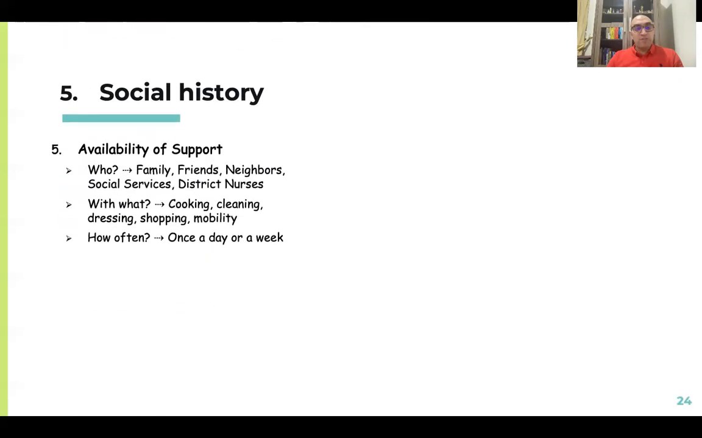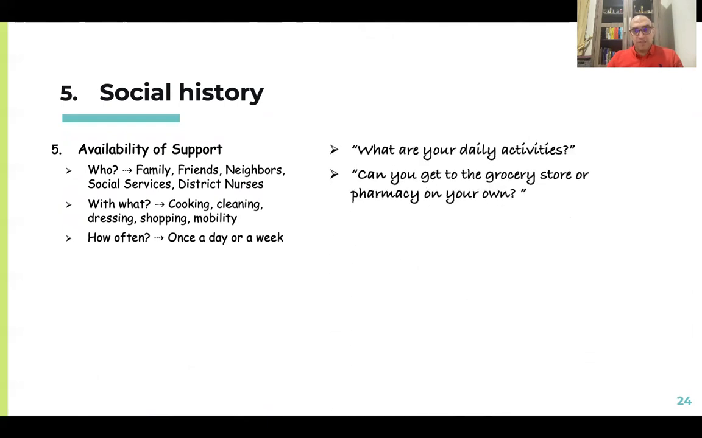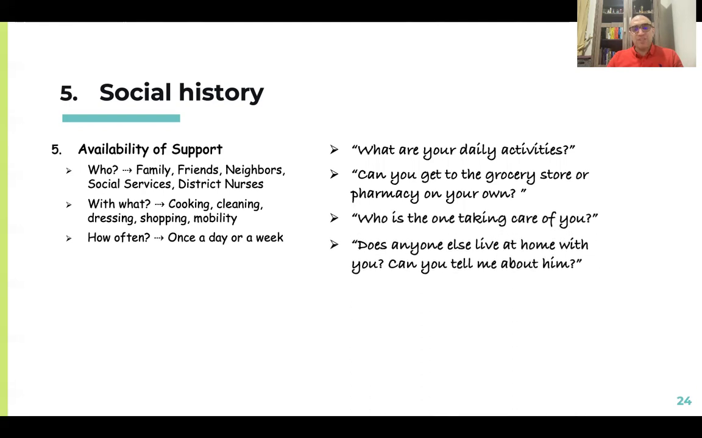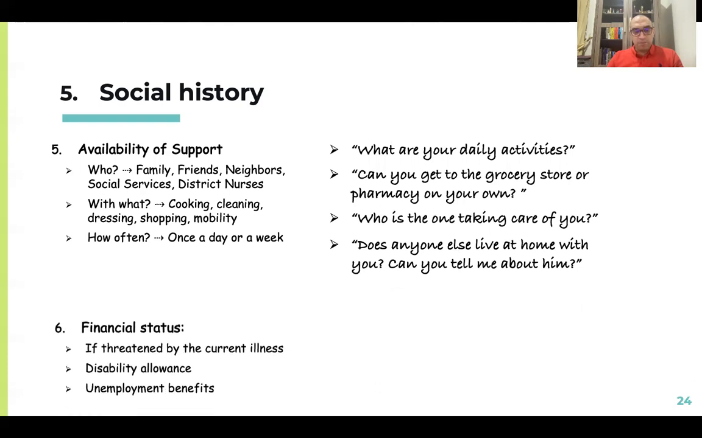Also, for availability of support, we need to know who is the support. Is it a family member, friend, neighbor, social services, or district nurses? With what? Cooking, cleaning, dressing, shopping, mobility, and how often is it? Once per week or once per day? What are the daily activities? Can you get to the grocery store or pharmacy on your own? Who is the one taking care of you? Does anyone else live at home with you? Can you tell me about him?